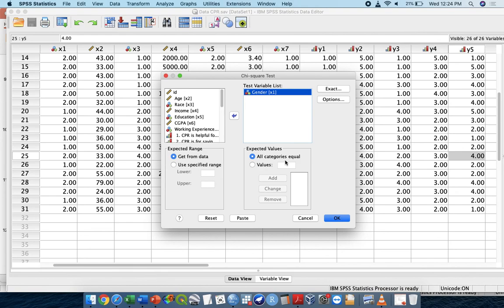What does that mean? That means proportionately, the computer will understand based on your 31 data here. You divide by 2, you get what? 15.5, right? So that means male will be 15.5, female will be 15.5. 31 divided by 2 because you have two groups, male and female. That is the expectation that the computer already understood based on all categories equal.